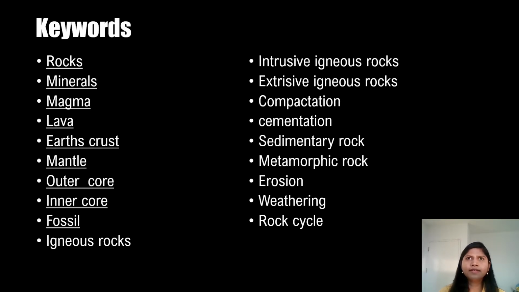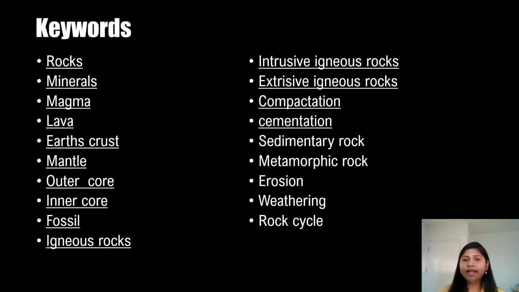Fossils are the remains of plants and animals which are found inside some rocks. Igneous rocks: we will see how they are formed later on. This is one of the types of rock. Intrusive igneous rocks are formed inside, under the surface of the earth. Extrusive igneous rocks are formed outside, on the surface of the earth.